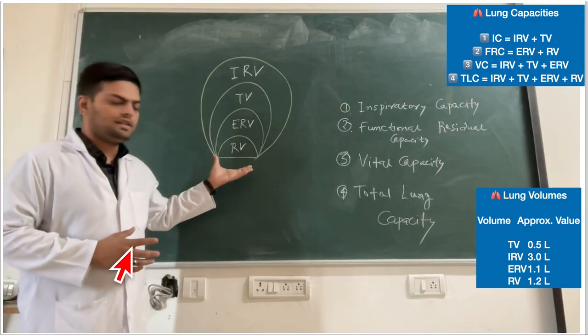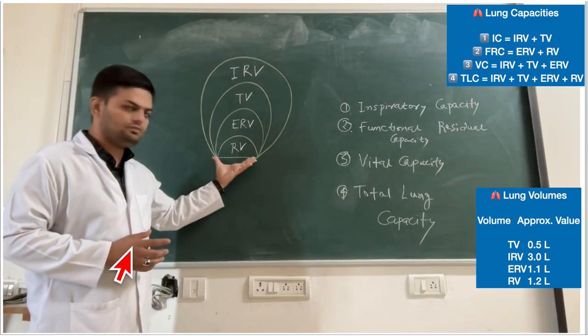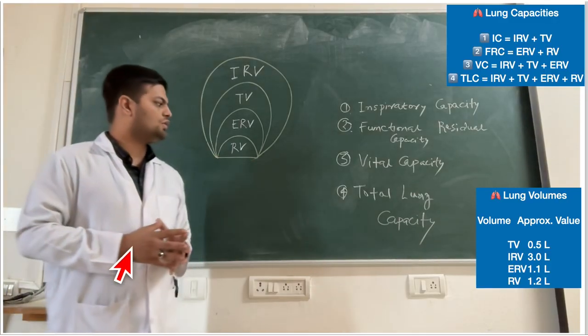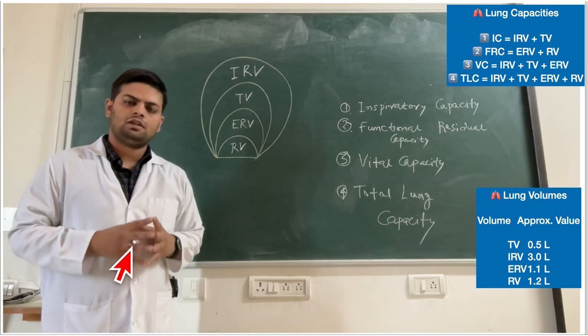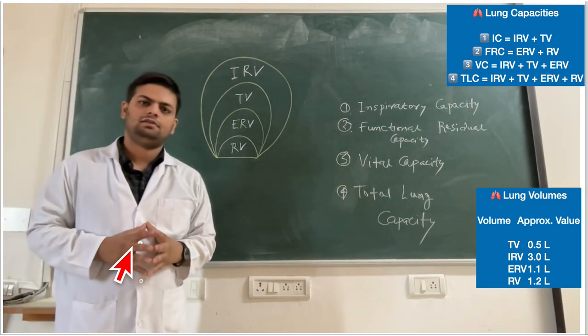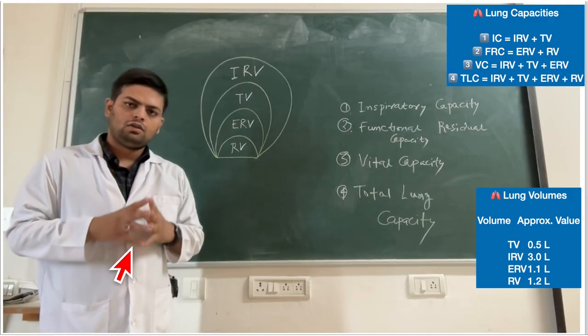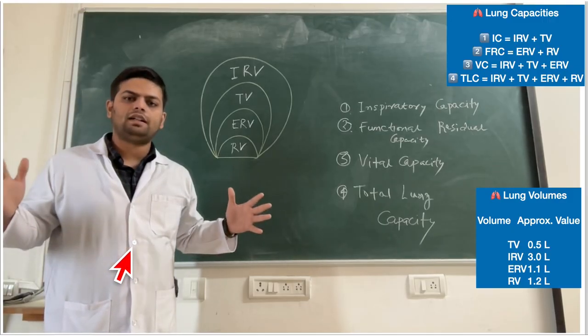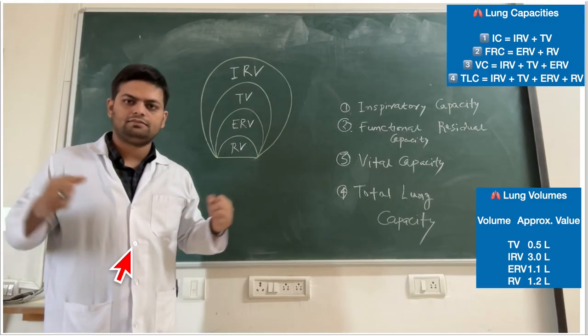After the vital capacity, only residual volume remains inside the lungs. Now the fourth capacity is total lung capacity. These four lung modules together make up the total lung capacity. Very simply, total lung capacity is the volume to which the lungs can be expanded with greatest possible effort.